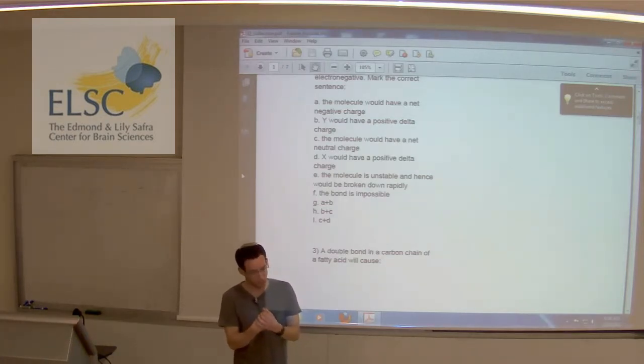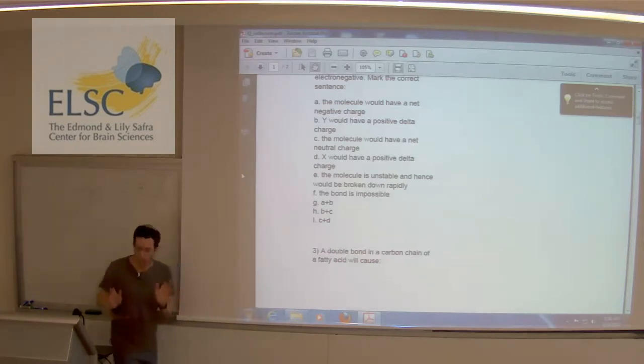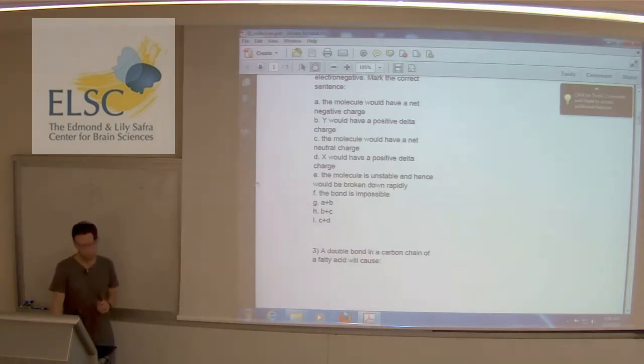No, not in ionic bond. Then we're talking about, no, not in ionic bond. Let's leave it at this. We should enter more deeply than that.